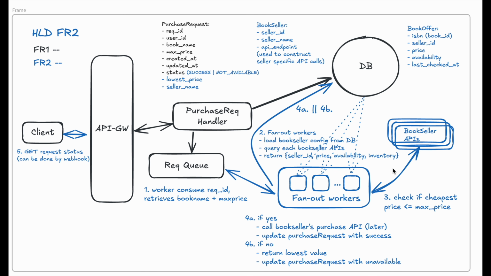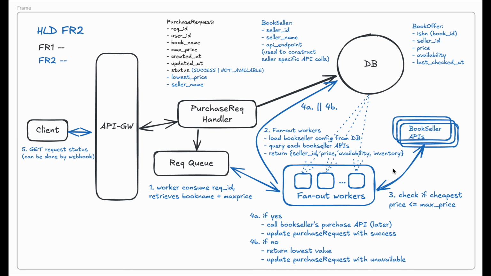Let's come to our design diagram for functional requirement number 2, based on the previous functional requirements. Here's our workflow. Once the purchase request is enqueued from functional requirement number 1, the system kicks off seller resolution via a backend worker. So step 1, the find-out worker consumes the request ID from the request queue. It retrieves the associated purchase request and book name.